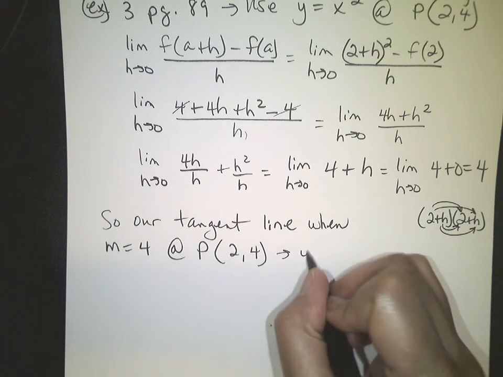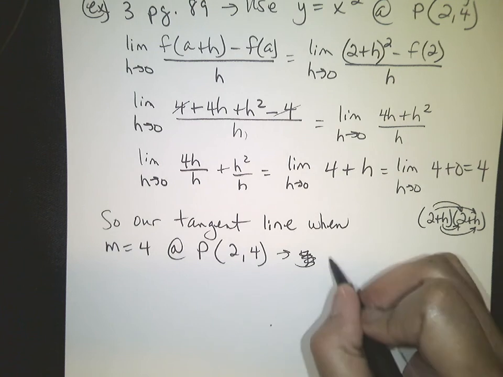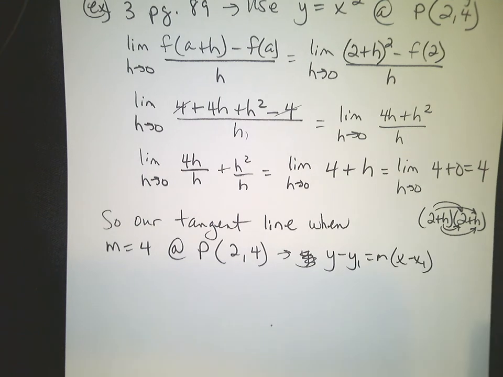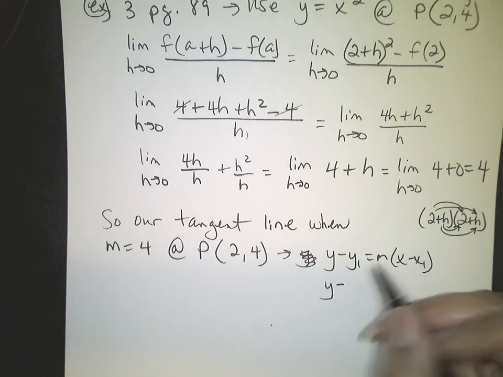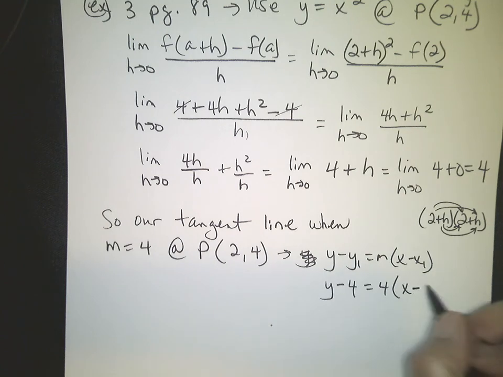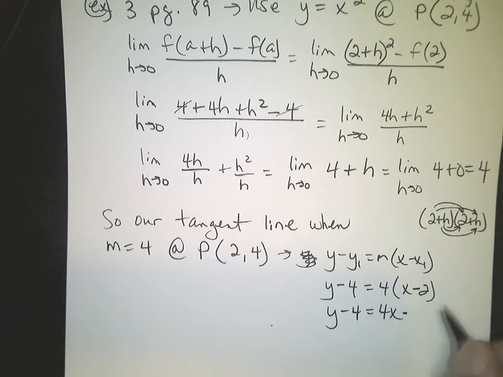I gotta scratch up. y minus y1 equals m times x minus x1. Because I got a point and a slope, right? Point slope. So y minus 4 equals 4 times x minus 2. y minus 4 equals 4x minus 8. Add 4 to both sides. y equals 4x minus 4.